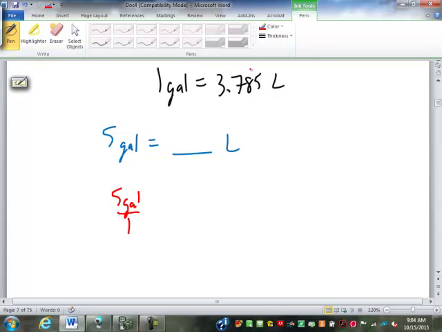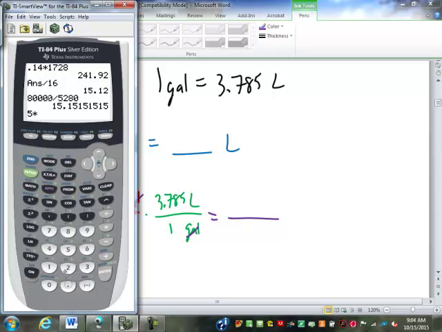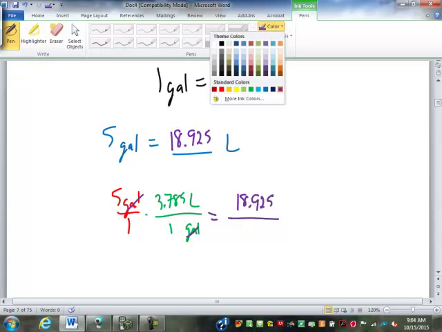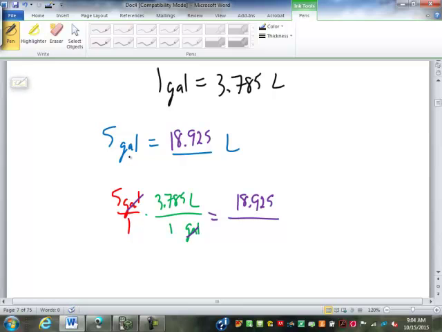We're at 5 gallons over 1. Gallons will go on bottom and liters on top. 1 gallon is 3.785. So my gallons cancel, and this is just going to be 5 times 3.785, which is 18.925. So a 5-gallon bucket is 18.925 liters. Most likely, by the way, you're going to see 5-gallon buckets change to 20-liter buckets or 18-liter buckets, something in there.